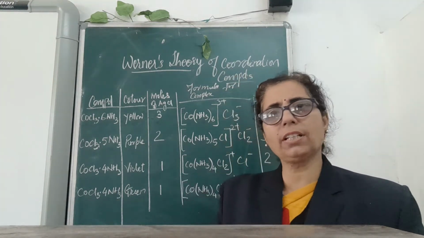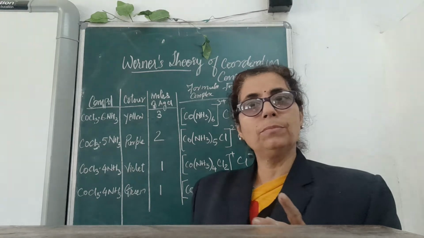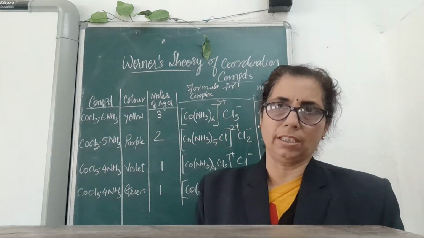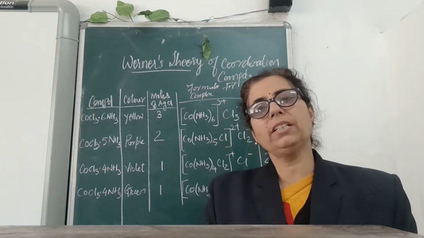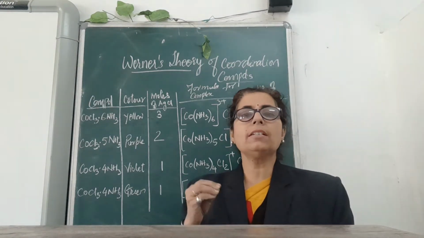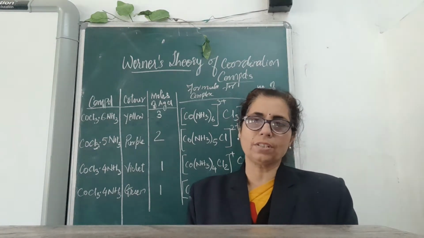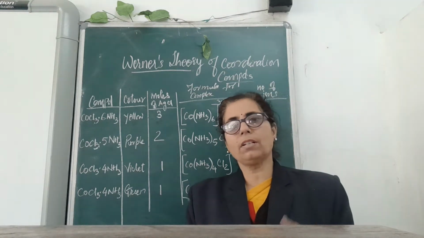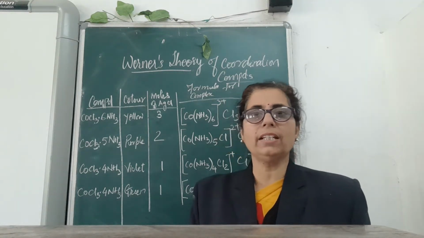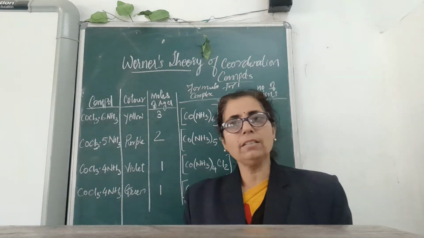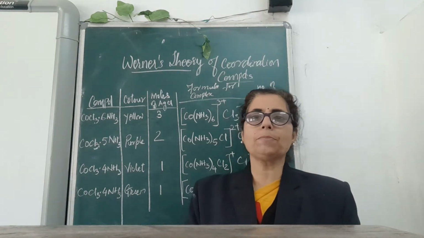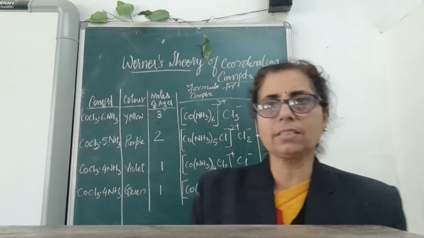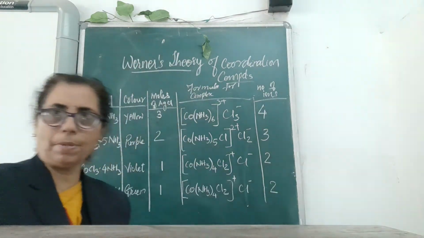The secondary valency is the coordination number which you have studied. Okay, the definition which you have studied, the coordination number, that means the number of ligands attached to the central metal atom. That number determines or explains the secondary valency. So he was also the one who gave this concept of primary and secondary valencies in coordination compounds.